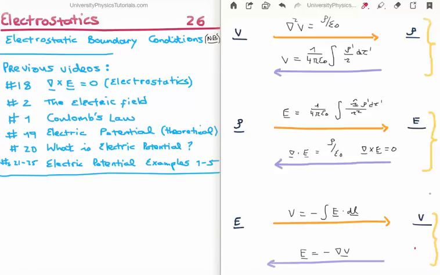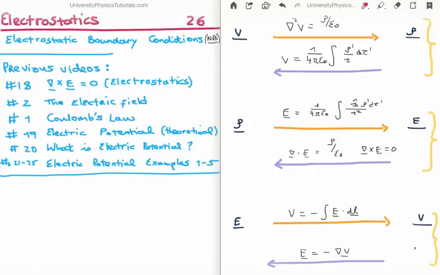Okay, in this video, I'm going to continue on with my tutorials on electrostatics. This is video number 26, and I'm going to discuss the electrostatic boundary conditions. There are many videos previous to this which are relevant in one form or another, and I've listed some of them on the left-hand side of your screen.